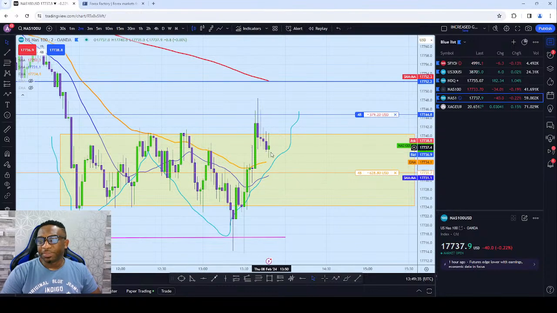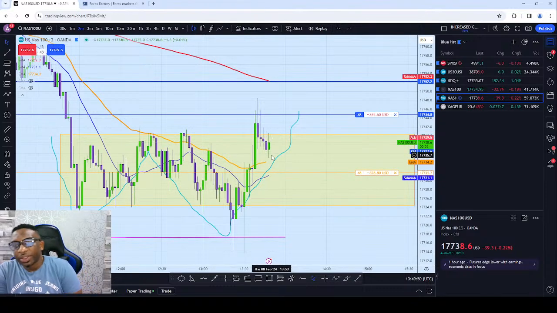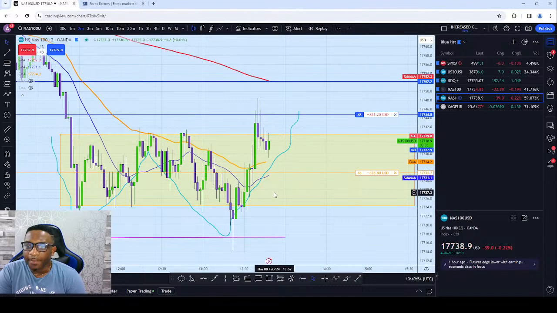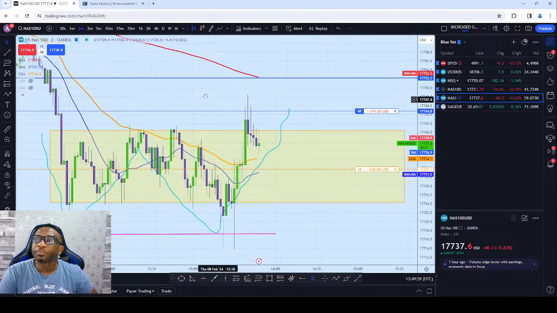Let's look at NAS. So NAS has a deeper pullback. So we're just seeing if it will hold. If it will hold, then we'll say the retest held, and then it's pushed up again.